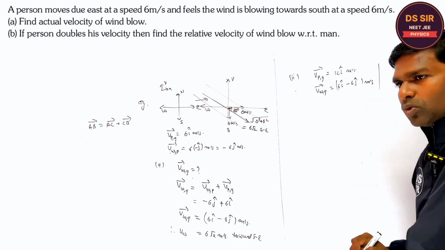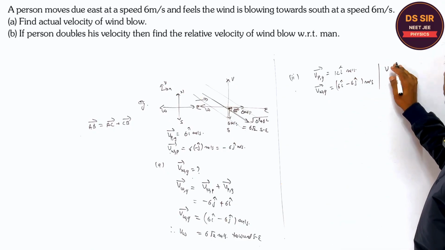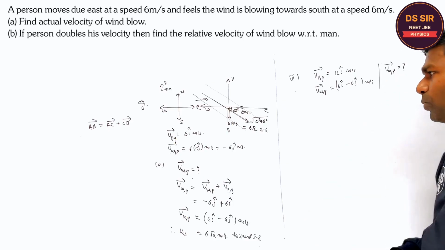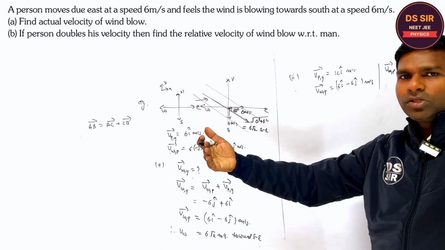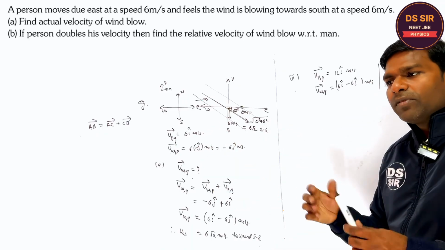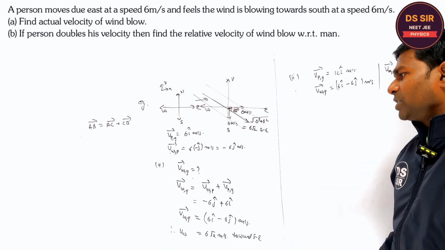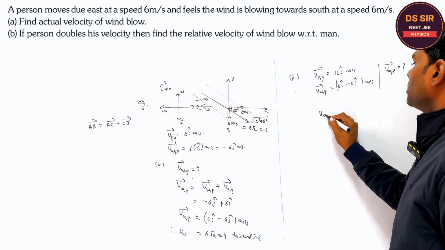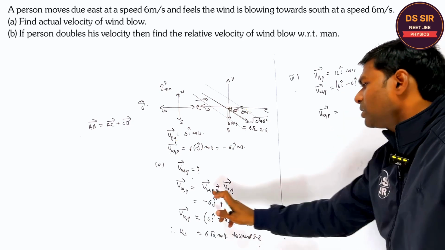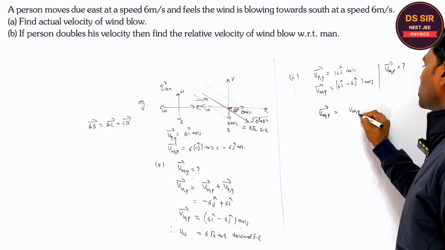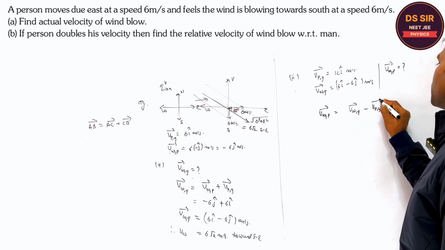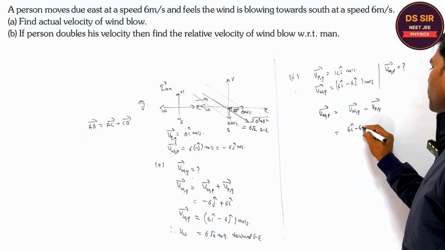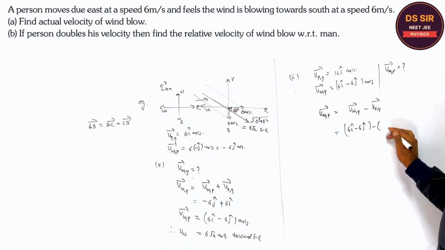And what are they asking in this question? They are asking the apparent velocity of the wind with respect to the person. The velocity of the wind with respect to the person will definitely change. If you change your velocity, right, the apparent velocity of the wind will change. Again, I will use this equation: velocity of wind with respect to person is nothing but the velocity of wind with respect to ground minus the velocity of person with respect to ground. Wind with respect to ground is the actual velocity of the wind, minus the velocity of the person.